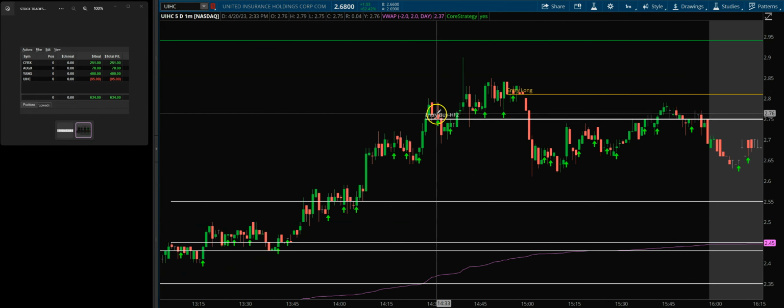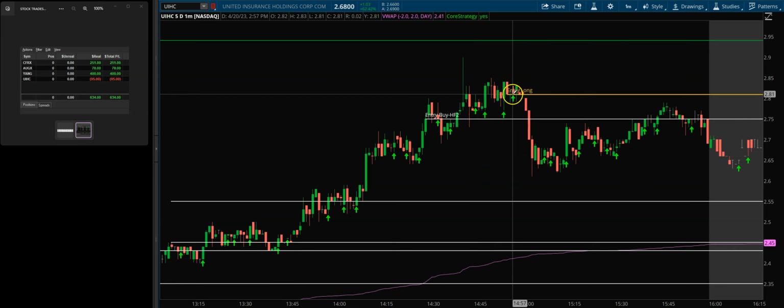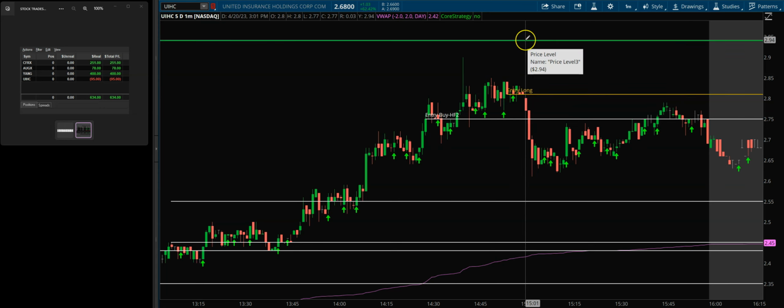This was an HF2 buy right here. This was an HF2 buy. And I'm showing it in a white line because that's where the buy came in. Look where I got in. I ended up getting in over here, late on it, because I really thought that it was going to take off and shoot up to this higher level of 294.